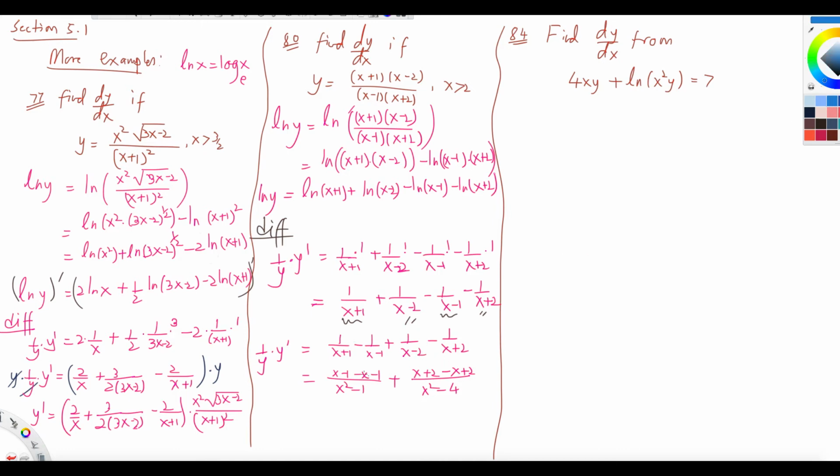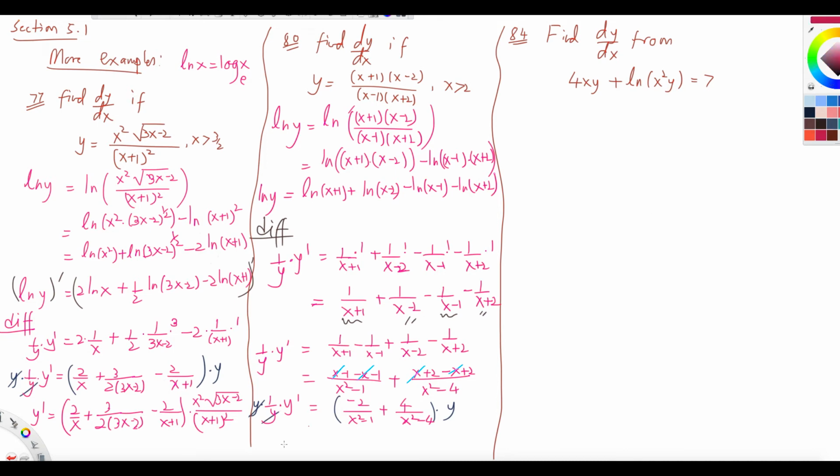Now you simplify that. You get negative x and positive x cancel out. Similarly, negative x and positive x cancel out, right? What do you get? You get negative 2 over x squared minus 1 plus 4 over x squared minus 4. That's what you get on the right side. But what is the final answer then? Because you got 1 over y times y prime, if you multiply both sides by y, you cancel out that with that one.